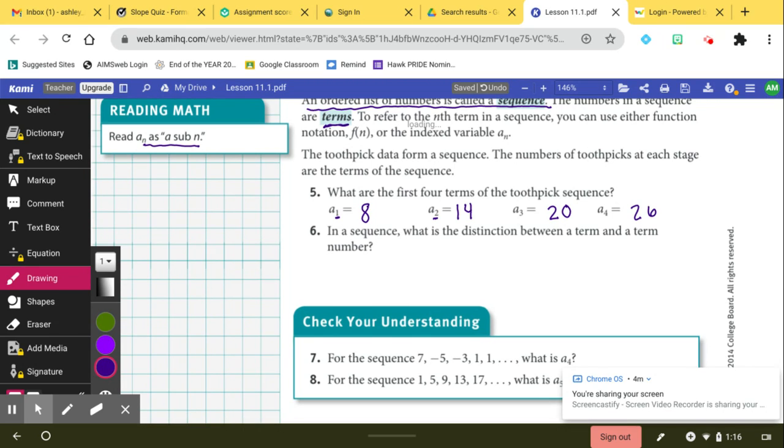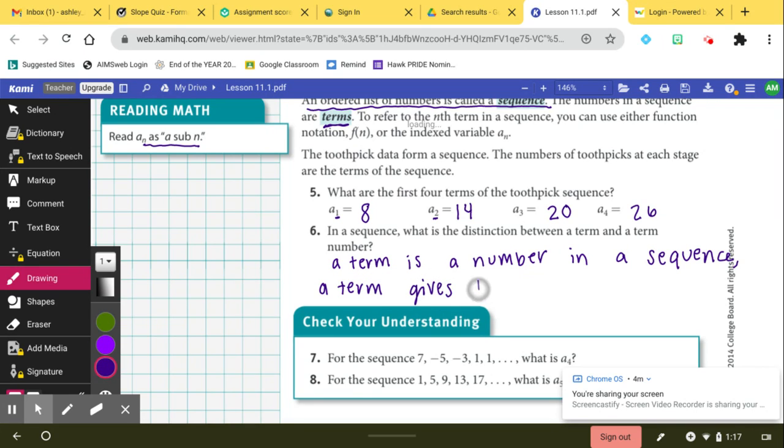So then it says, in a sequence, what is the distinction between a term, so 8, 14, 20, and 26 are our terms, and a term number, so what position they were in. So a term is a number in a sequence, whereas a term number gives the term's position in the sequence. So term number is what position they are in. The term is the actual number in that position.